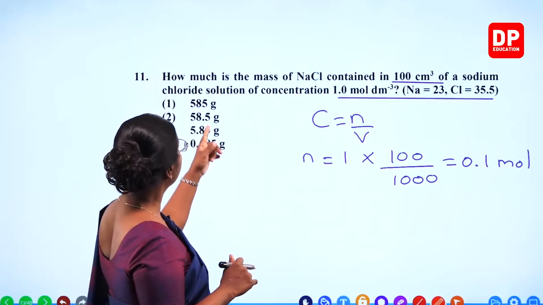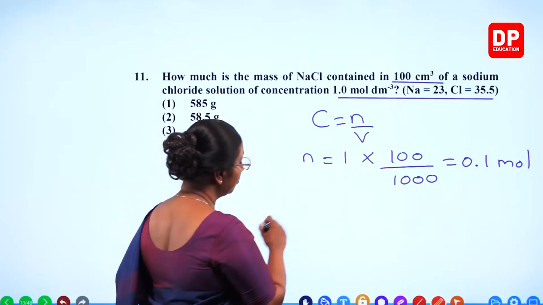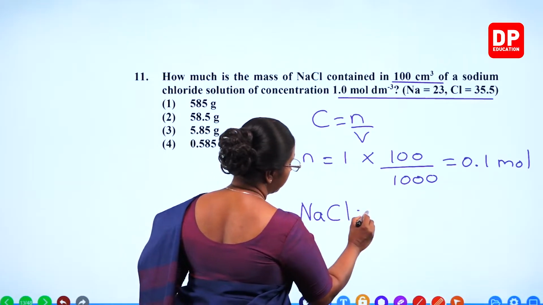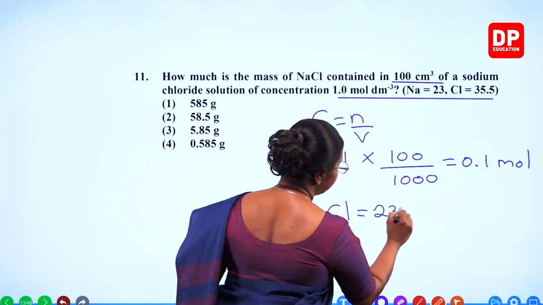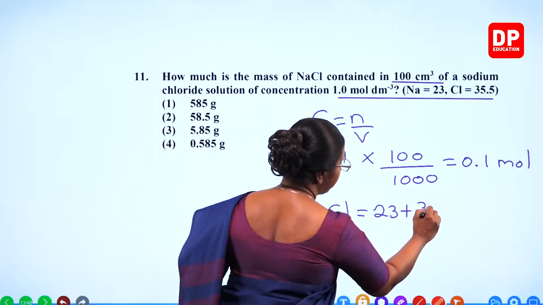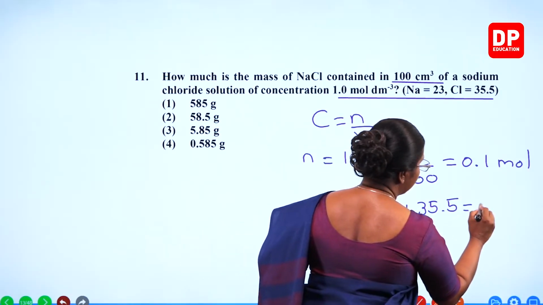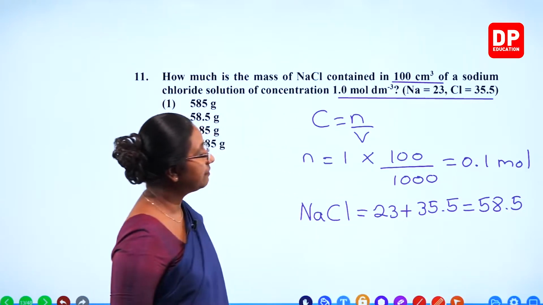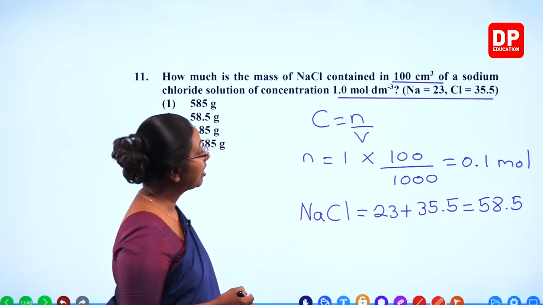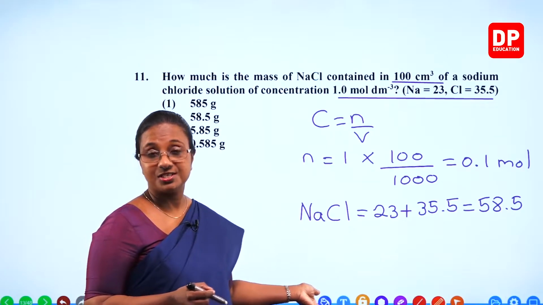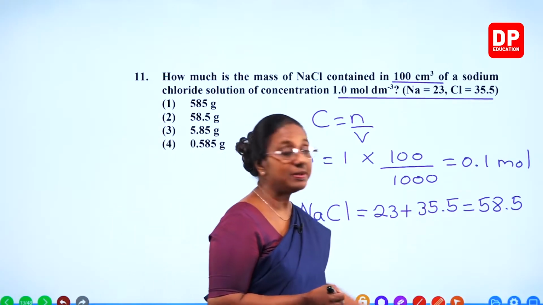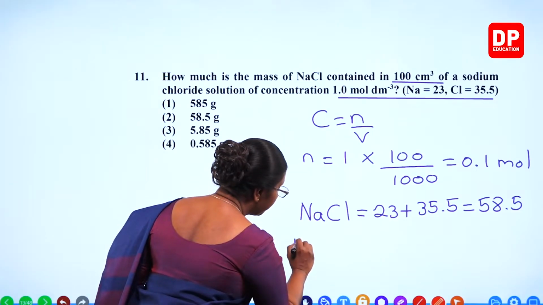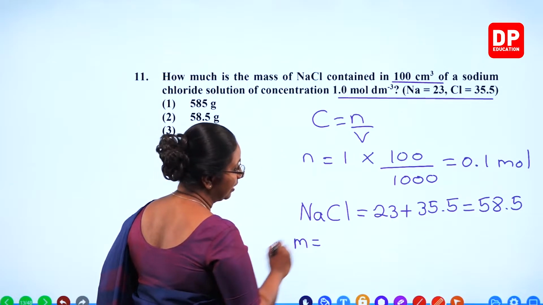Then if you need to find the mass, what do we need to do? We need to find the relative molecular mass of sodium chloride. So there it is, 23 plus 35.5. So you get the answer as 58.5. When you keep on doing calculations like this, I'm sure you are all familiar with these values. Then, if you want to find the mass of sodium chloride, what do we do?